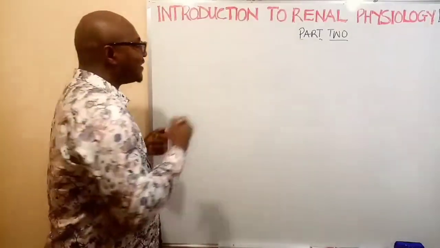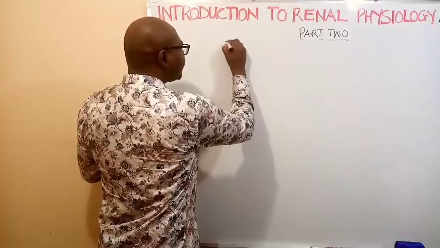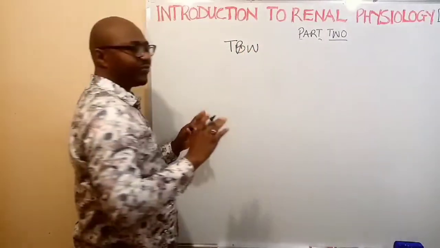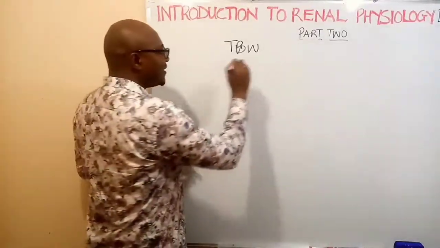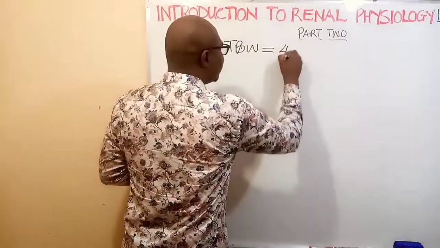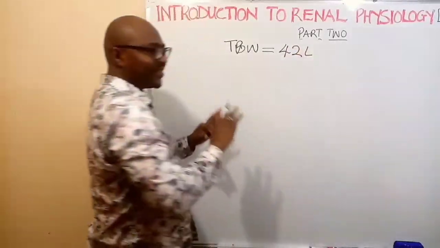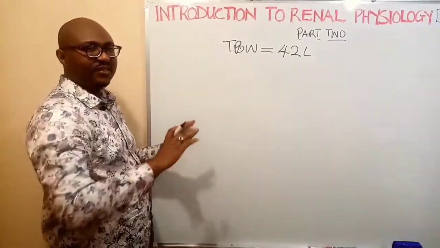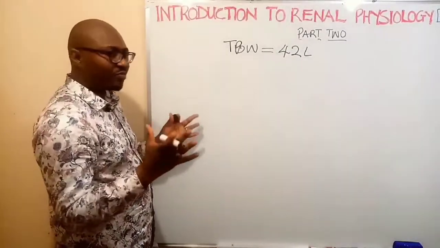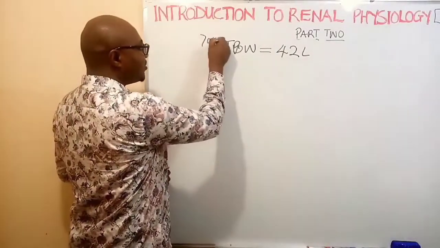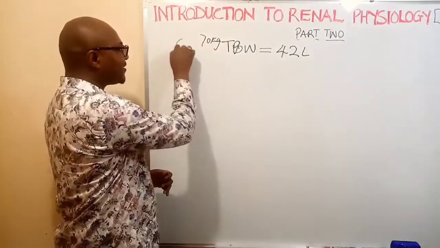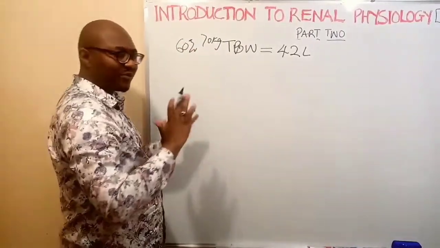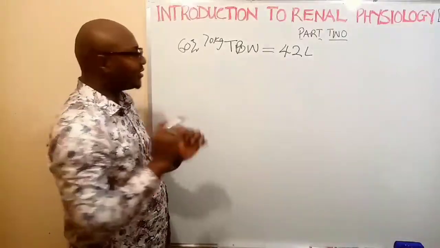So we said that the total body water, TBW, of the average person is about 42 liters. This 42 liters is in a 70 kg man. That's just like the standard physiological weight of an adult man, okay? 70 kg. So in a 70 kg man, 60% of this, of 70 kg, is 42 kg. And we said 42 kg is equal to 42 liters, all right?